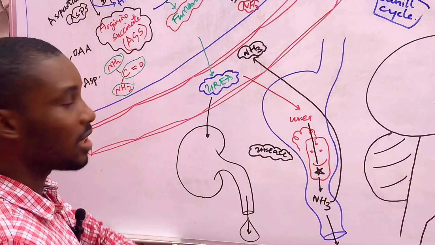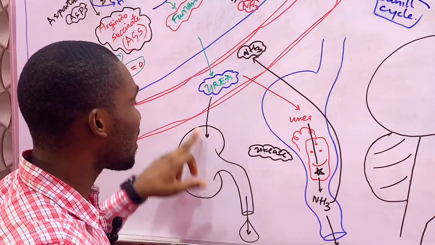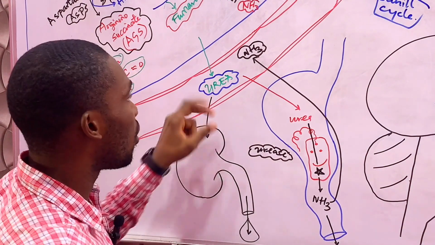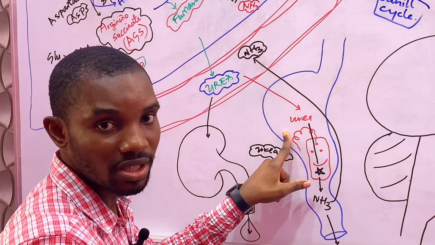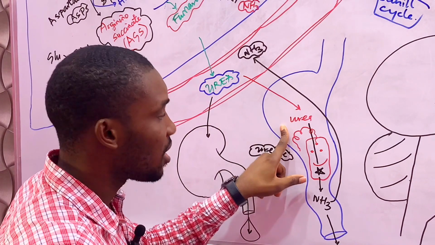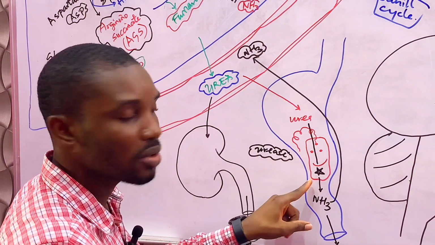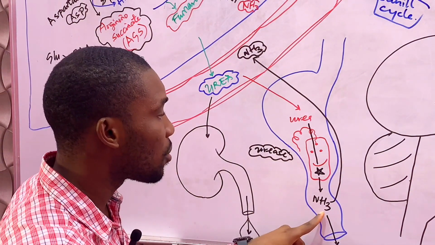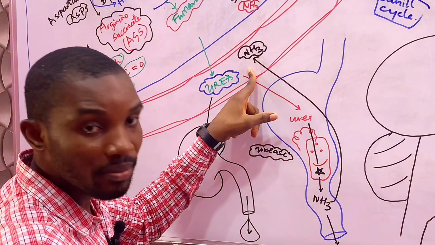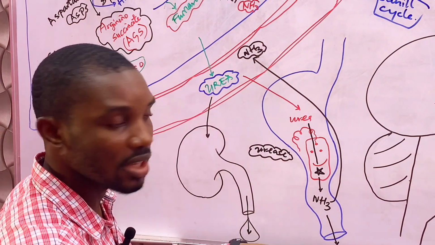All right. So now we've seen the fate of the urea. It is either excreted in the kidney or it enters the intestine. All right. So when it enters the intestine, it's broken down by intestinal bacteria, which contain the urease enzyme, into ammonia that can be reabsorbed into the blood. All right. And then some of the ammonia is excreted.